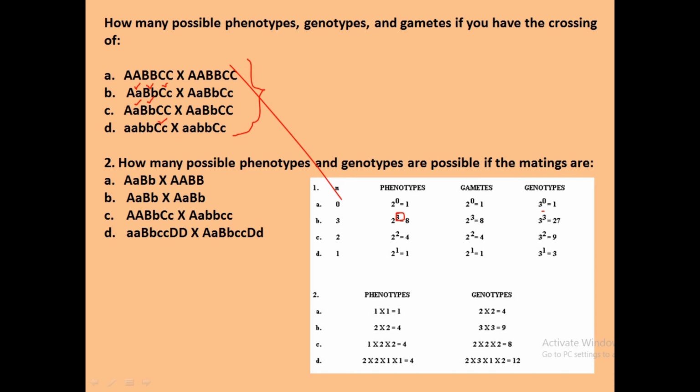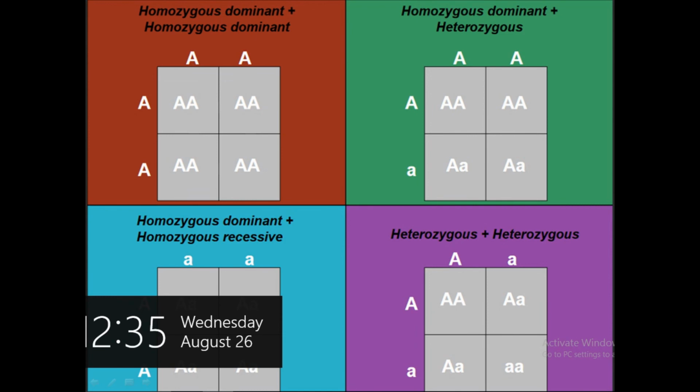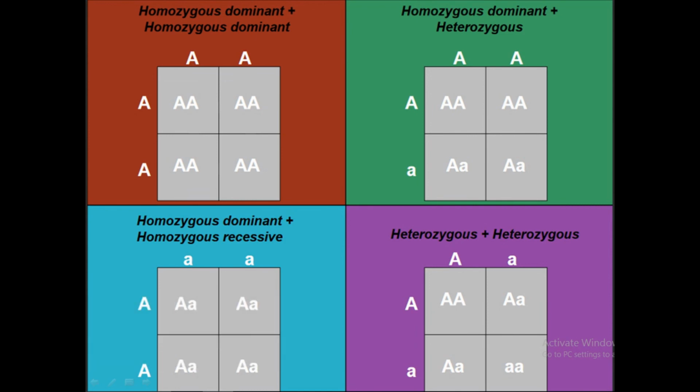So how can we solve this kind of problem? Now we have to summarize it again in this slide. Homozygous dominant and homozygous dominant give one type of phenotype and also only one type of genotype. Here we get one type of phenotype but two types of genotype. In homozygous dominant and homozygous recessive we get one type of phenotype and one type of genotype. In heterozygous and heterozygous we get two types of phenotype and three types of genotype.